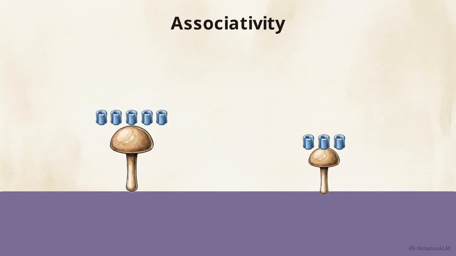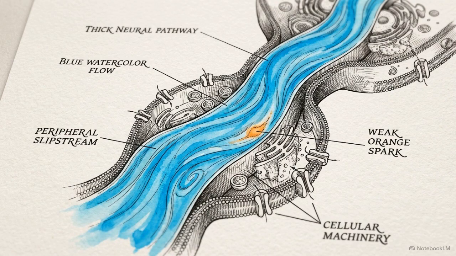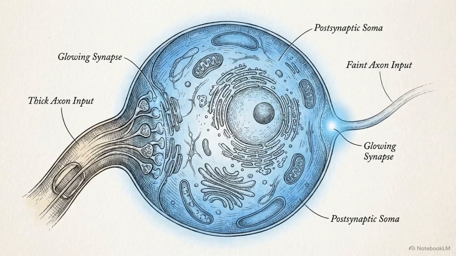However, this localized specificity is balanced by a complementary network rule, associativity. If that adjacent, weaker synapse fires at the exact same moment the strong synapse is active, both connections strengthen simultaneously. Through associativity, a weak input can essentially hitchhike on the strong one. Because the strong input successfully depolarizes the shared postsynaptic cell, the coincident weak input undergoes LTP.